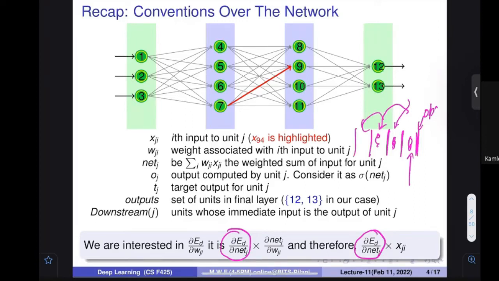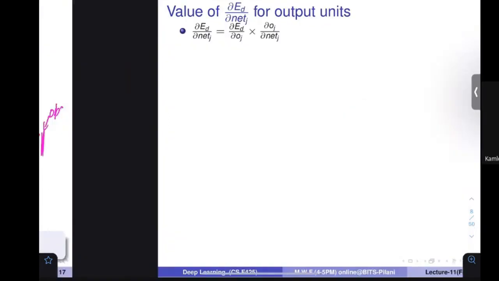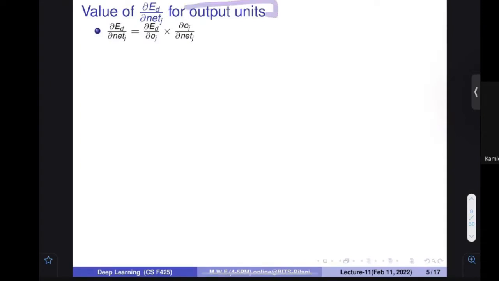So right now we are going to see the value of del Ed upon del net j with respect to the output unit only. Once again, for the output units, if we want to find out the value of del Ed upon del net j, since Ed may not be directly dependent upon the single net j, because multiple things are there, I can apply the chain rule again. I can say del Ed upon del oj multiplied by del oj upon del net j. Can I write like this?